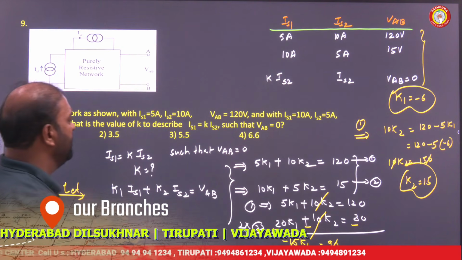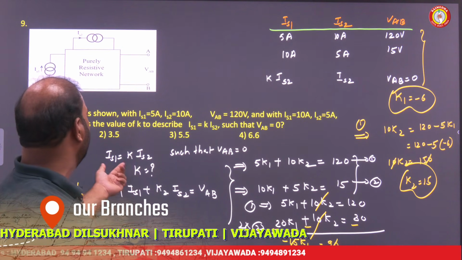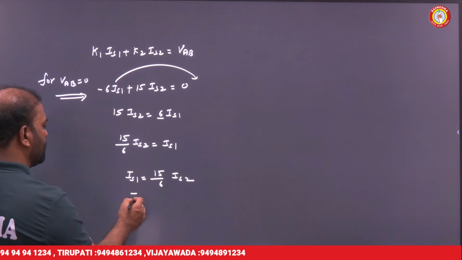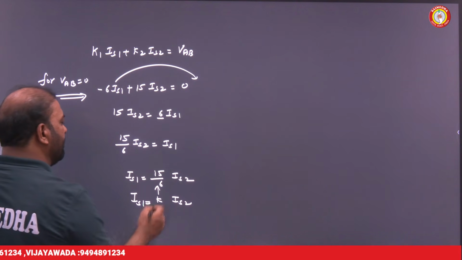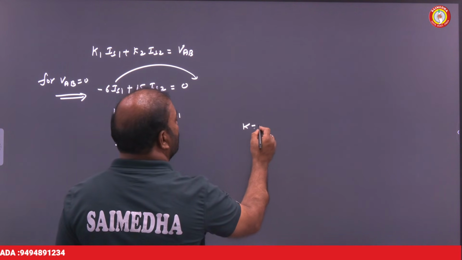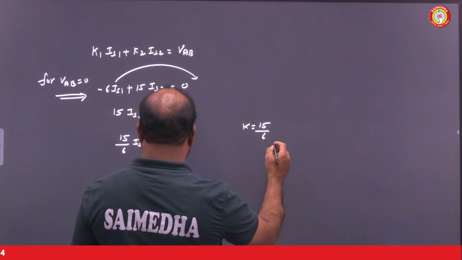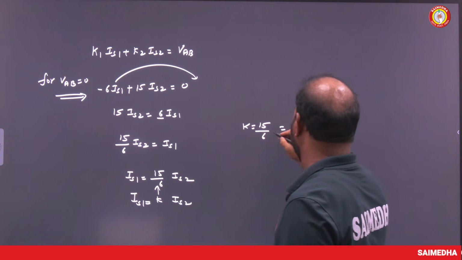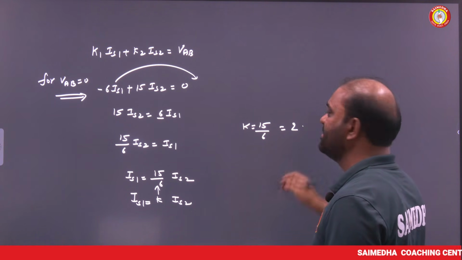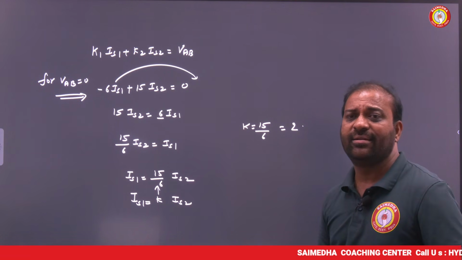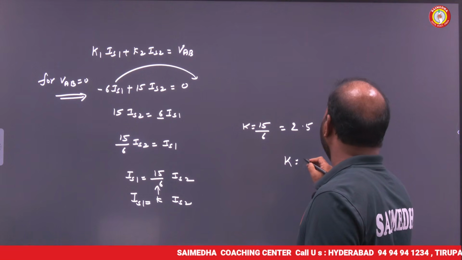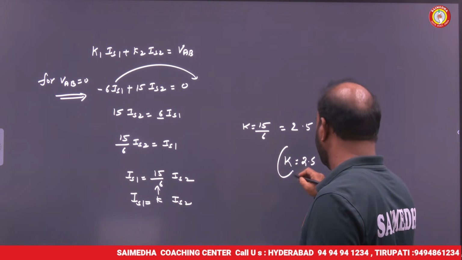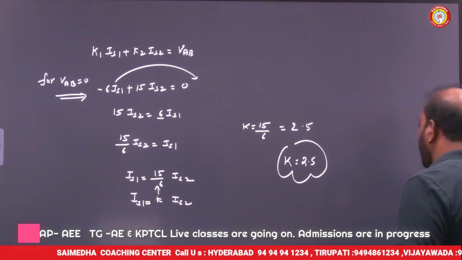But in this question, the relation given is IS1 is equal to K into IS2, right? If we compare, K is equal to 15 by 6. 6 twos are 12, 3 will be the remaining, 30, 6 fives are 30. So we got K equal to 2.5. We got the K value as 2.5.